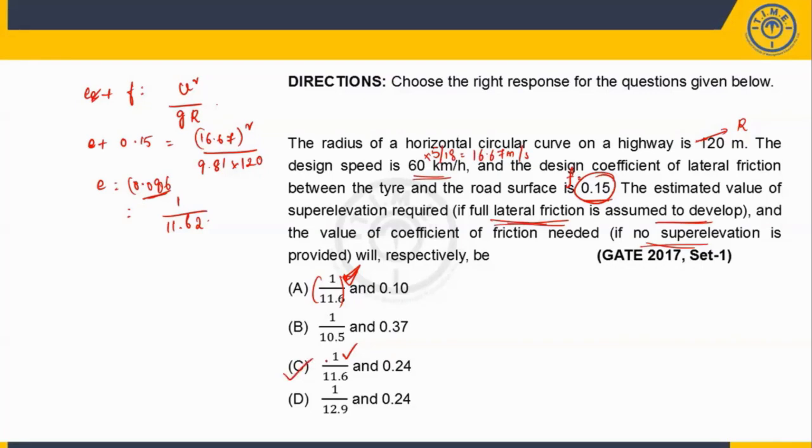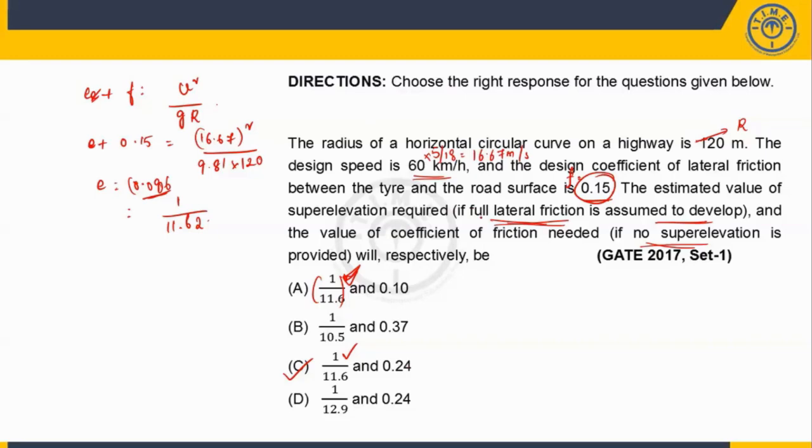Why? Because I have already told you a trick previously. 11.6, two things are repeating, and here also two things are repeating. So our matching answer is C. That is one reason, without any technical reasoning.